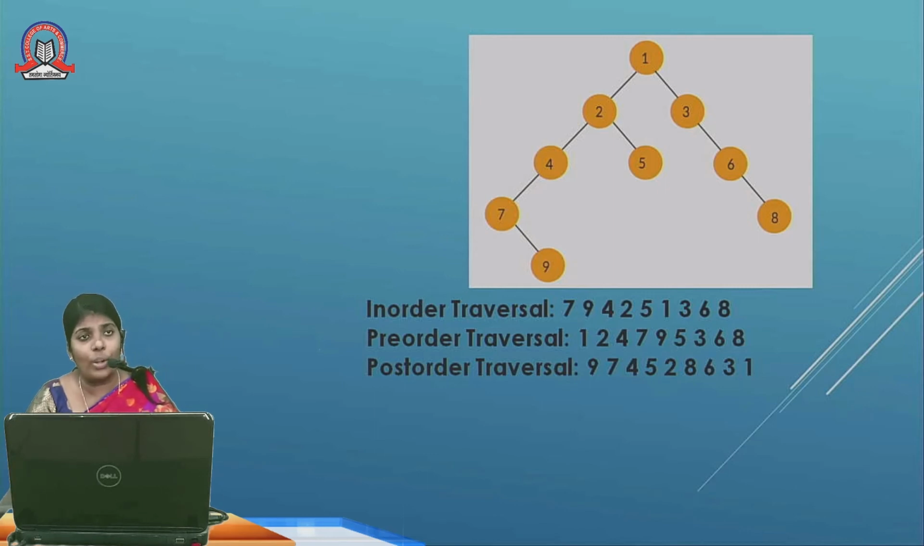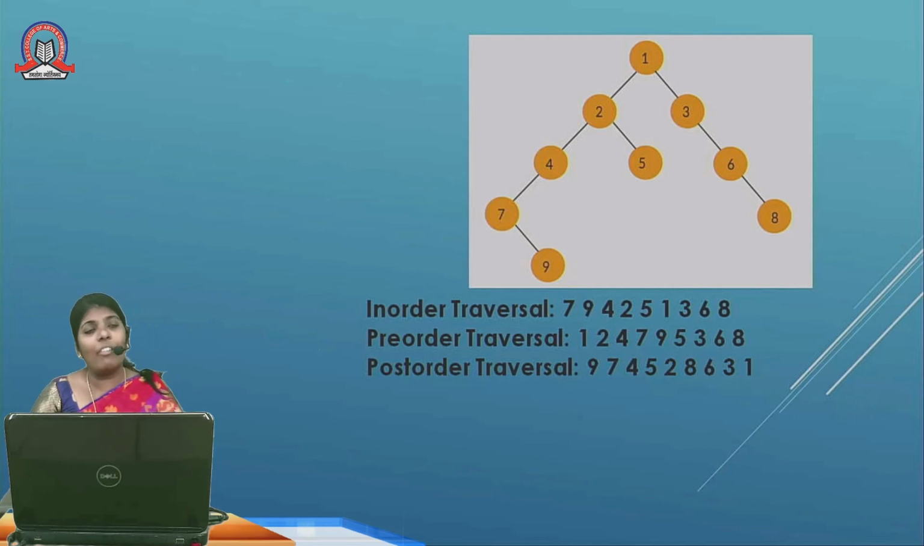So post-order. Post-order traversal means after, that is, in the end we do the traversal of the root. So first we look at the left child, then right, then we go for the root. So first we see the left subtree, then 9, 7, 4, 2, 8, 6, 3, then 1.